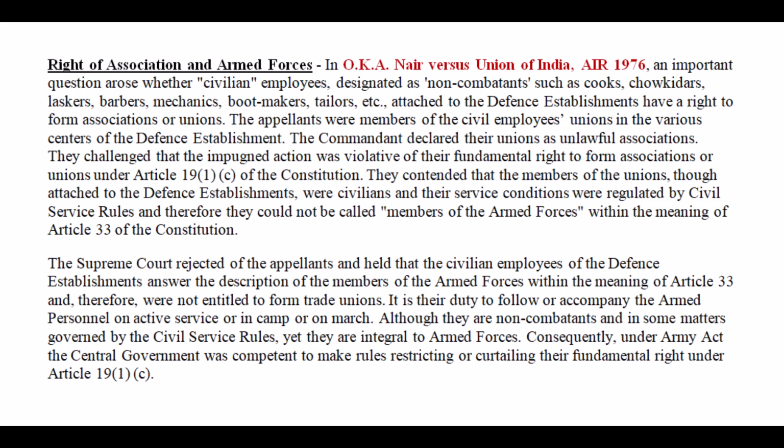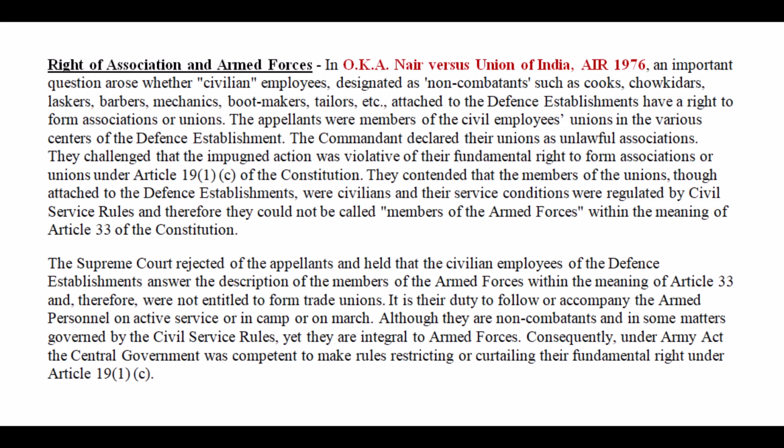They challenged that the impugned action was violative of their fundamental right to form associations or unions under Article 19(1)(c) of the Constitution. They contended that the members of the unions, though attached to the defense establishments, were civilians and their service conditions were regulated by civil service rules, and therefore they could not be called members of the armed forces within the meaning of Article 33 of the Constitution.